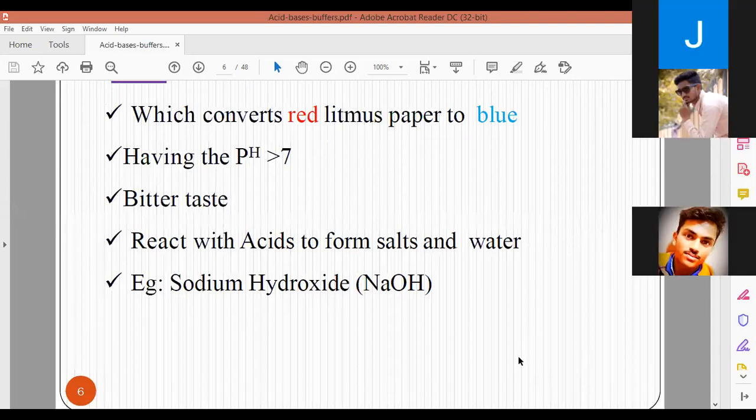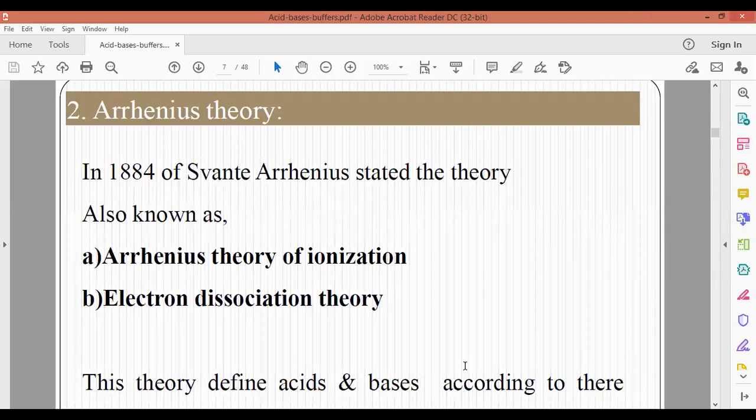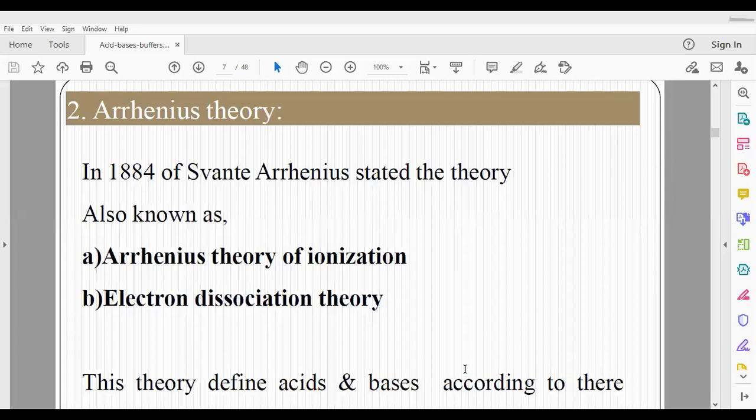Now we have to go to the next theory, the Arrhenius theory. According to the Arrhenius theory, what is meant by an acid and what is meant by a base? What is the name of Arrhenius? Svante Arrhenius. This is the name of the scientist, Svante Arrhenius.